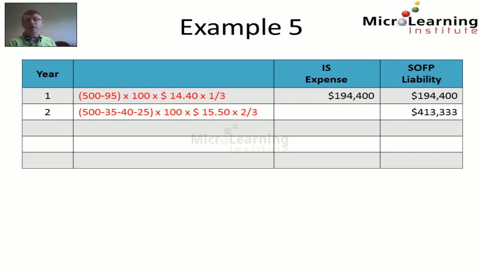The fair value at year end year 2 from the table we showed earlier is $15.50, and of course we time apportion the cumulative liability over 2 years with respect to the 3 years of the vesting period. So the cumulative liability that we now recognize year end year 2 is $413,000, and again we need to recognize an incremental expense to the P&L of $218,933.